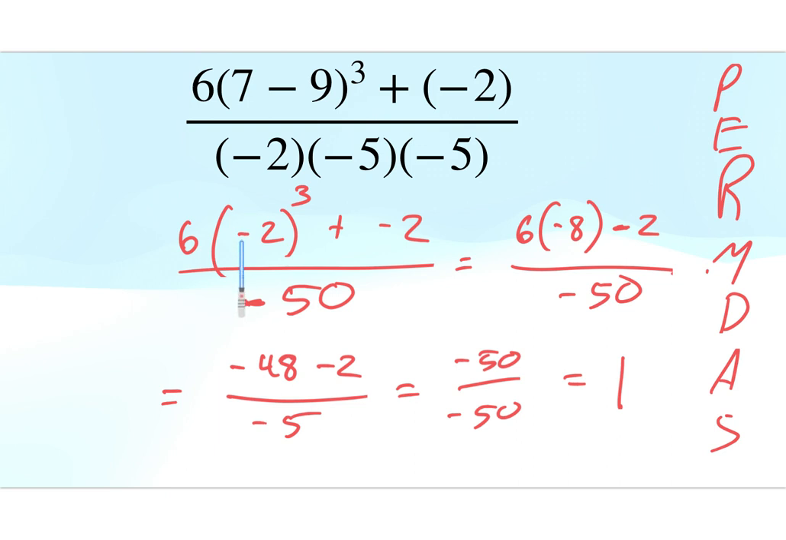Common mistakes, negative 2 cubed. Either people do negative 2 cubed and get a positive 8, which would be incorrect, or they go negative 2 times 3 and get a negative 6. That's more wrong. So just forgetting that the negative stays a negative as an odd power, that's a minor mistake. Negative 2 times 3 is a much bigger mistake.